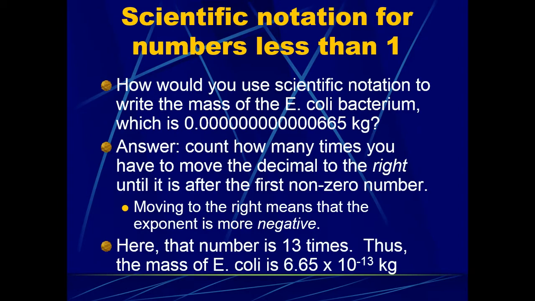Now, let's say you have a number that's less than 1. For example, how would you write the mass of an E. coli bacterium? So if it's 0.000000000000665 kilograms. Well, here's the other big motivation for scientific notation. It allows you to write numbers like this in a nice, tidy, compact form.